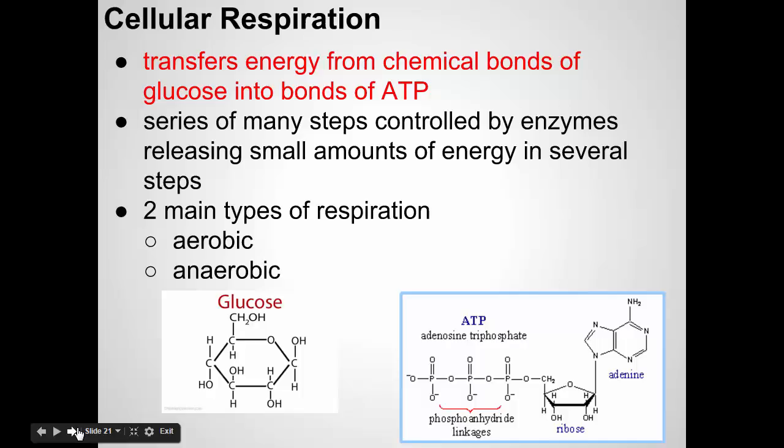And there are really two main types of respiration. Aerobic respiration and anaerobic. You know what those terms mean? What does aerobic mean? Sebastian? Uses oxygen. Aerobic uses oxygen. Anaerobic is respiration that happens without using oxygen.